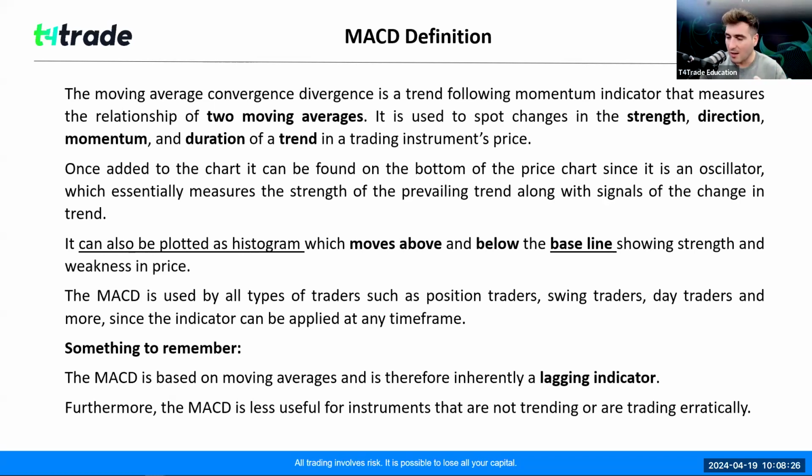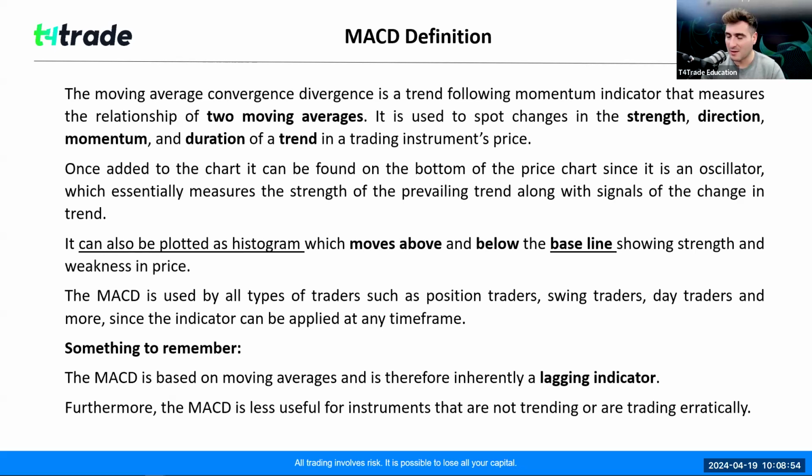Hence, it creates the extra two words in the title. So, moving average, the convergence and divergence aspect of it comes in because we turn it into an oscillator, and hence the MACD name. So, it is used to spot changes. We're talking about MACD here, obviously. Used to spot changes in the strength, direction, and momentum, but also duration of a trend in an instrument's price.